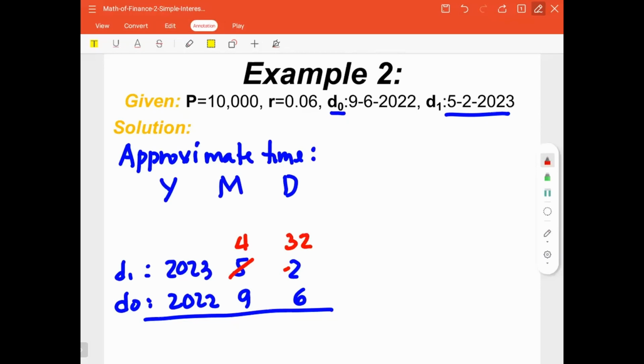Okay, so we'll erase this one. We are now ready to subtract, no? 32 minus 6 is 26 days. Okay. Now for the next column, the column for the months here.